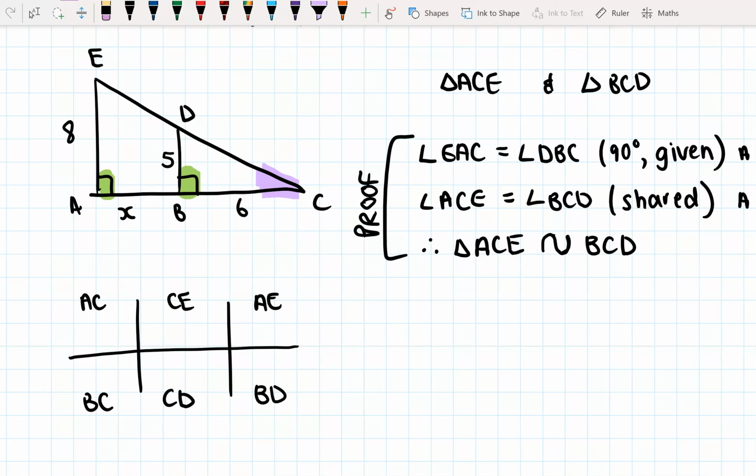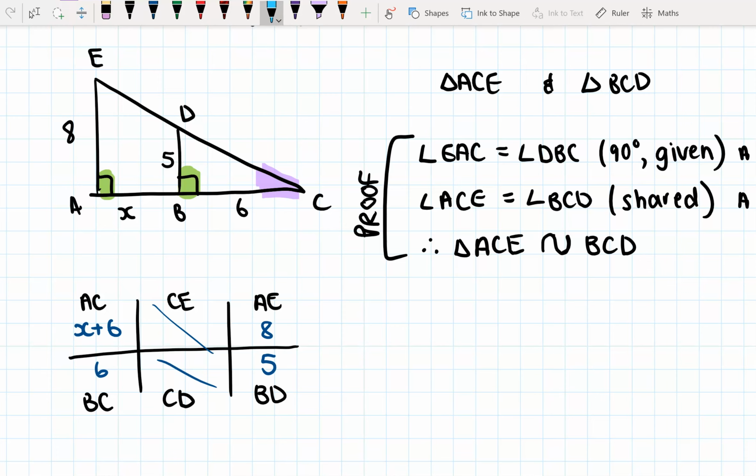Okay, so now we can fill in what we know. So we know AE is 8. So where do we put that? Over here by AE. We know that BD is 5. Fantastic. CE we don't know, so we're not going to put anything in there. CD we don't know, also going to leave it empty. And the reason is I know we don't need them for this one. AC, you can see here, is x plus 6. Okay, the whole way along is x plus 6. And BC is just 6.